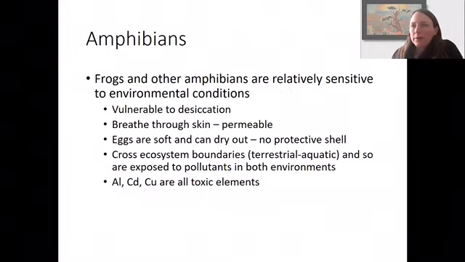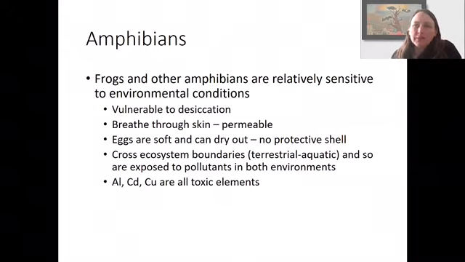So they're these semi-aquatic organisms. They go between terrestrial and aquatic environments. They're very susceptible to desiccation. They breathe through their skin, so their skin is very permeable, and toxins can pass through their skin as well. Their eggs are also very soft and can dry out. They don't have protective shells on their eggs, and so just like their skin, their eggs are very vulnerable to both drying out and to toxins.